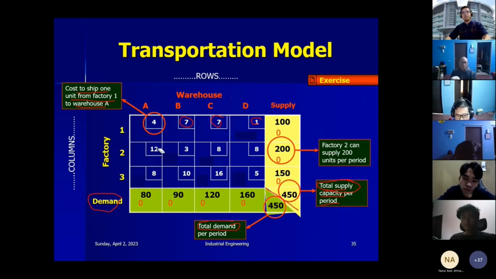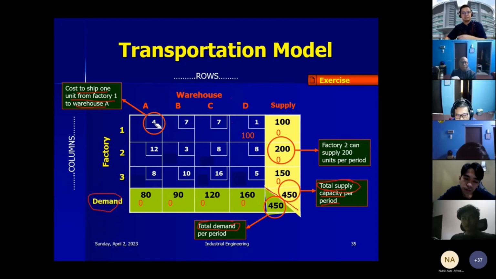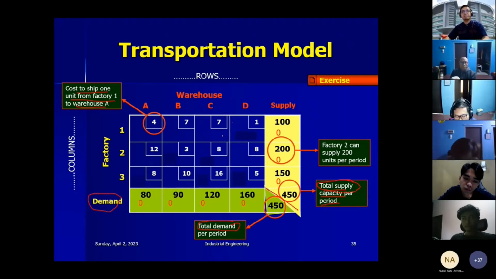Okay, so we want to determine the minimum, the lowest cost. Look at the example. The first one, we want to determine which one is the lowest. Look at the small boxes here: 4 ringgit, 7 ringgit, 1 ringgit, 8 ringgit, 3 ringgit, 8 ringgit, 10 ringgit, 60 ringgit, or 5 ringgit. Which one is the lowest? 1 ringgit, right?